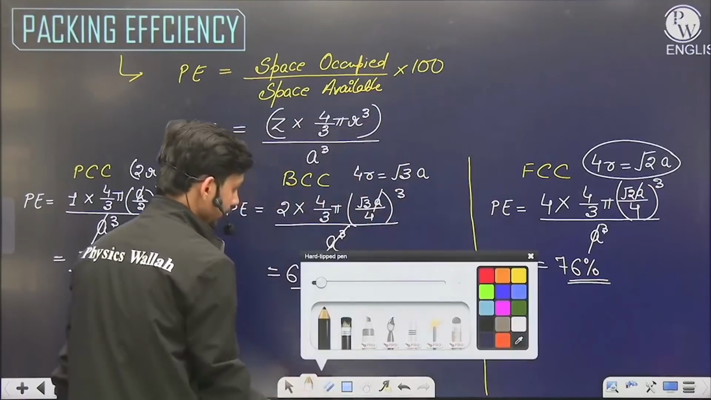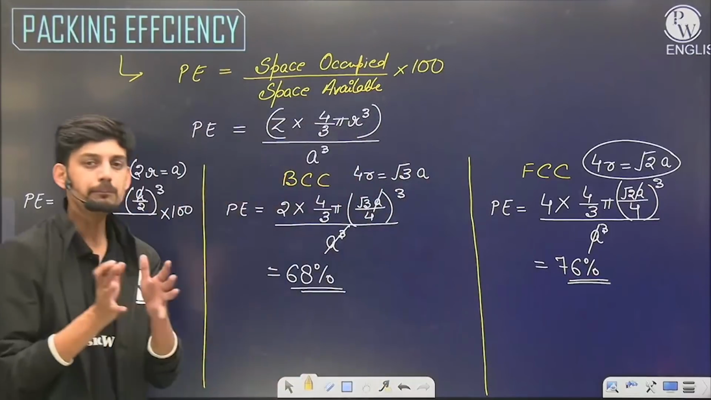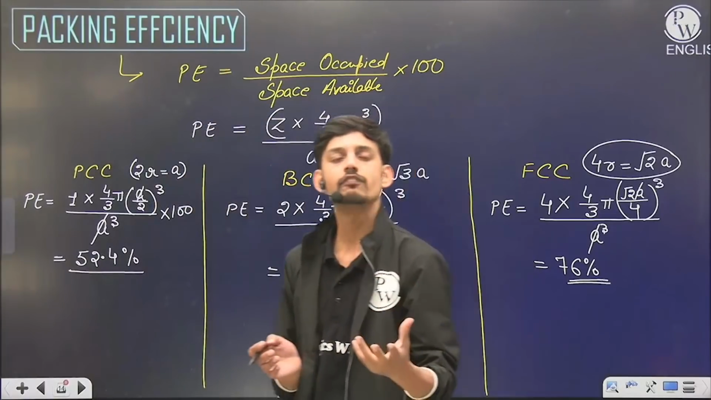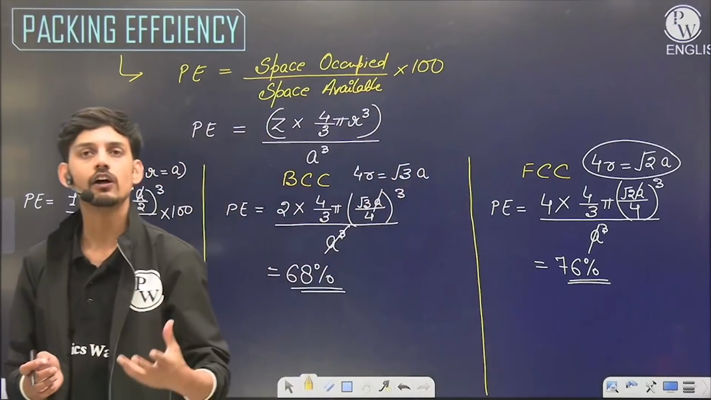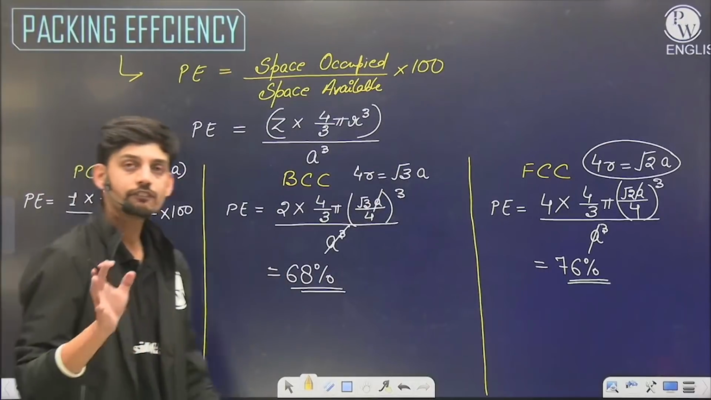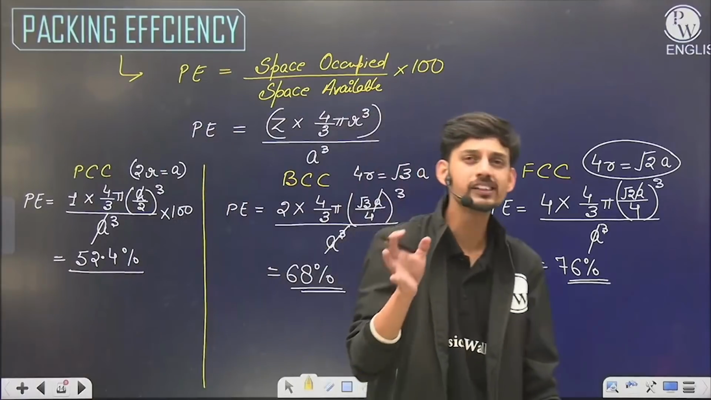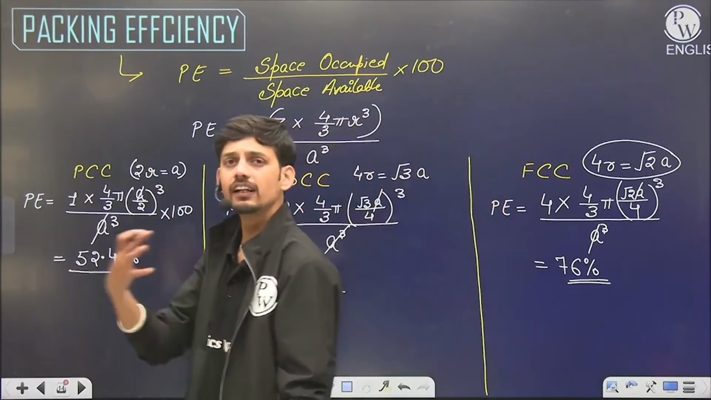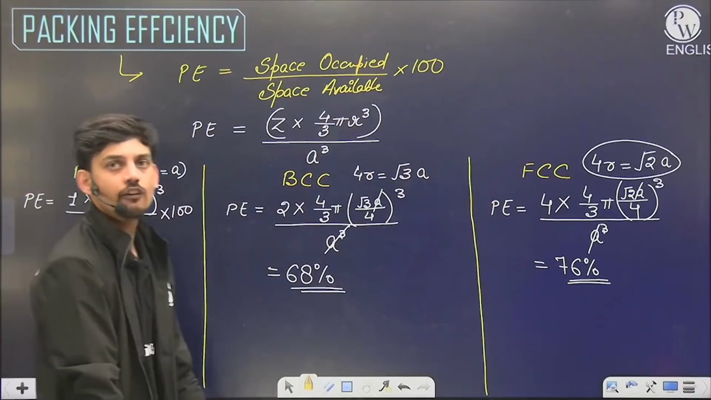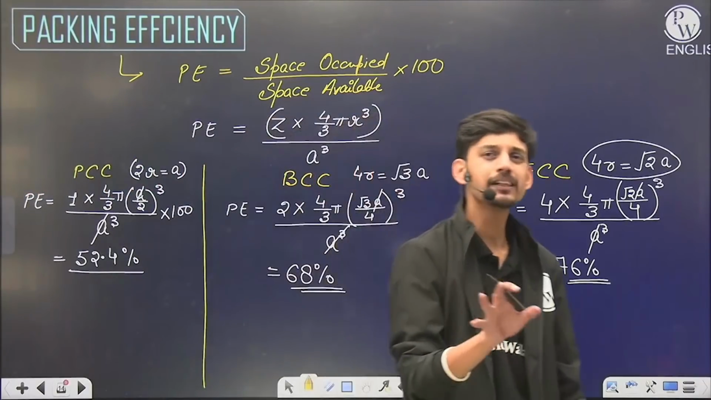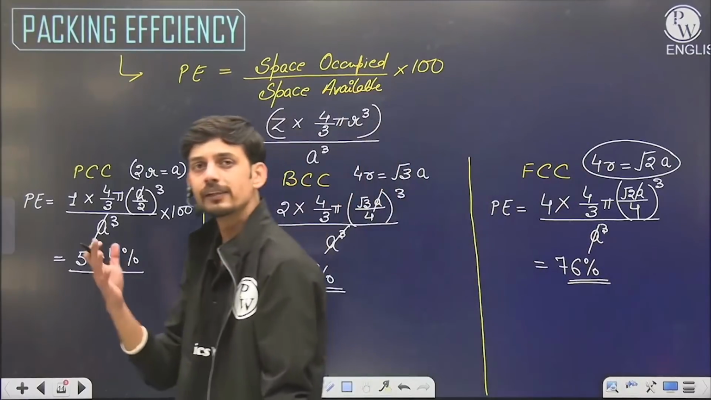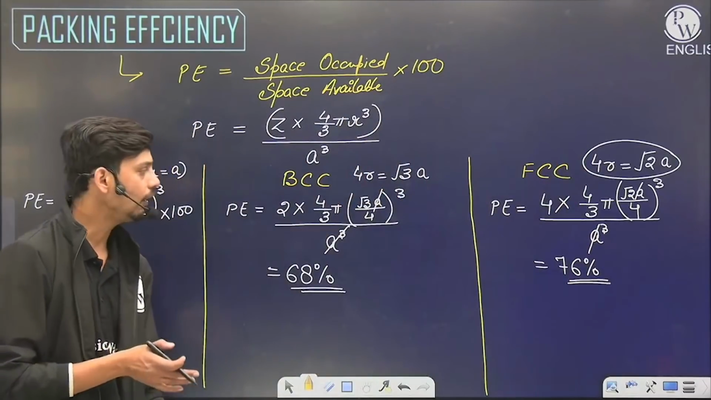So you can see from here that in PCC, we have arranged fewer atoms. Only one atom was there in the unit cell. So obviously the space is not efficiently occupied. So for PCC, the packing efficiency is least. Almost 52% space, or we can say almost half of the space is full, while the other half is empty. Approximately, exact is 52.4. For BCC, almost 70% is occupied, 68%, and the remaining 30% or 32% approximately is empty or unoccupied.